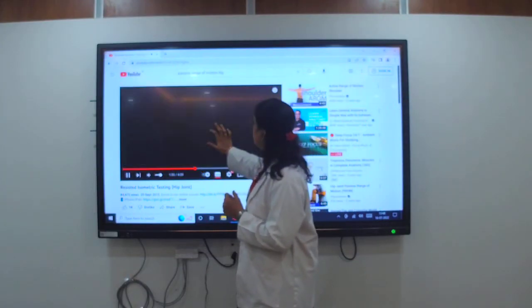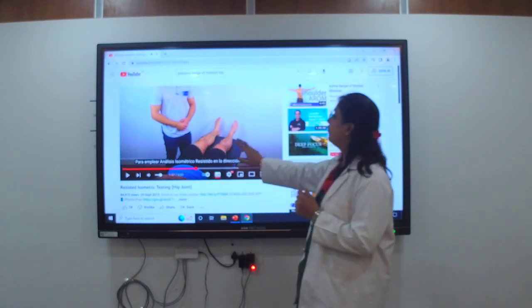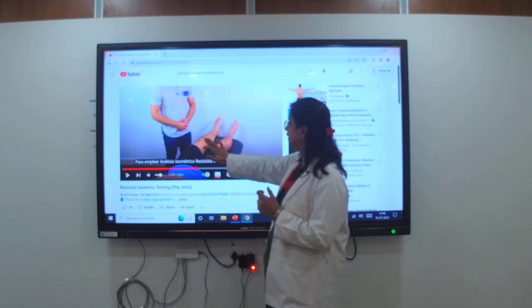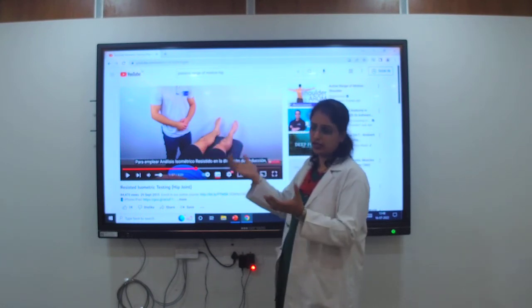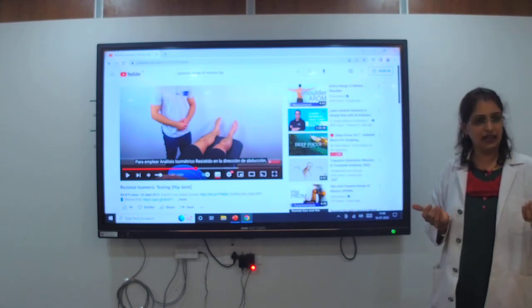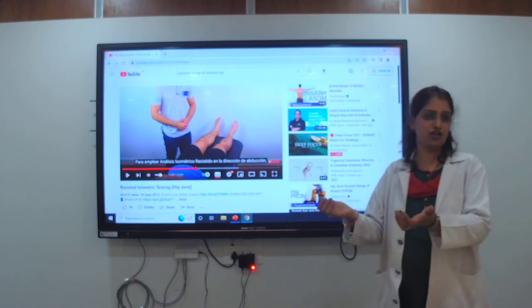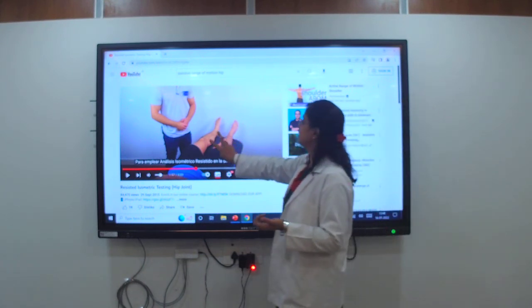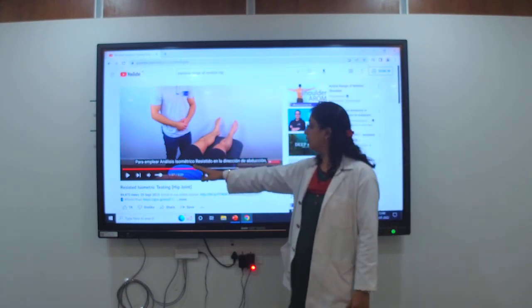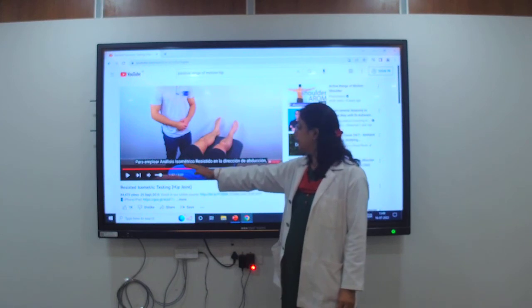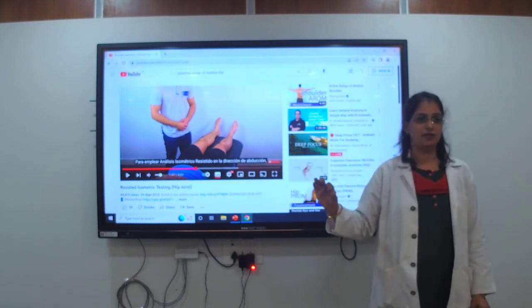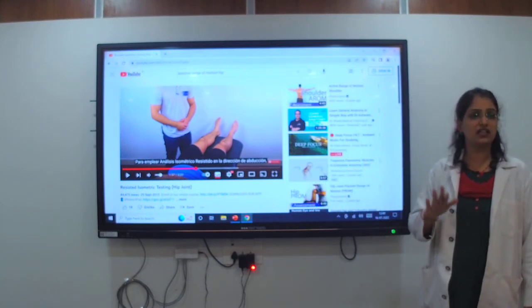See, for adduction, he has given support over the knee as well as at the ankle joint. He has held the patient's limb like this, and then he tells him to perform adduction. So here he has given support over the knee as well as ankle, but already the pelvis is fixed, so he has not given fixation to the pelvis because as the patient is lying, that part is already fixed.